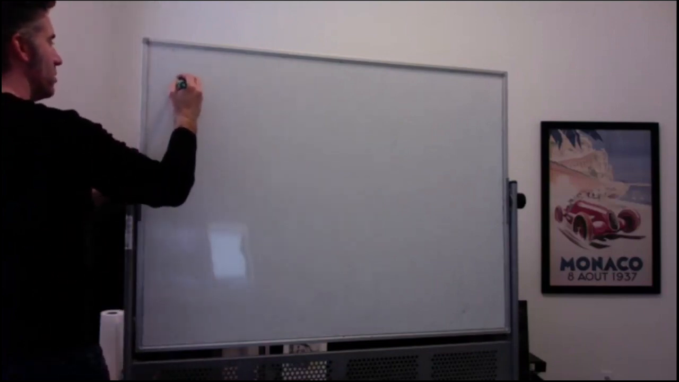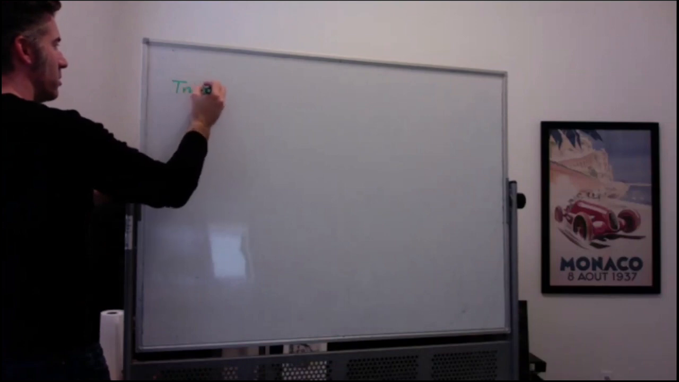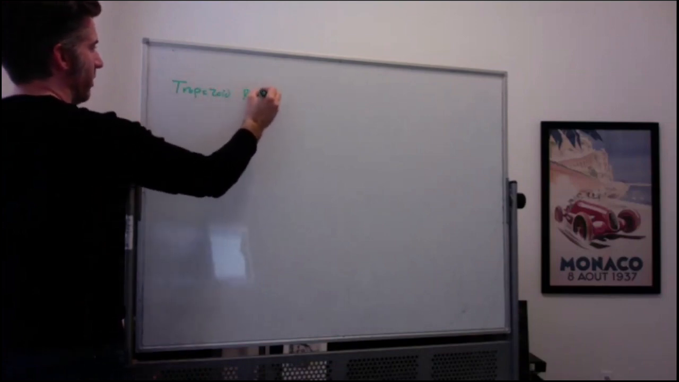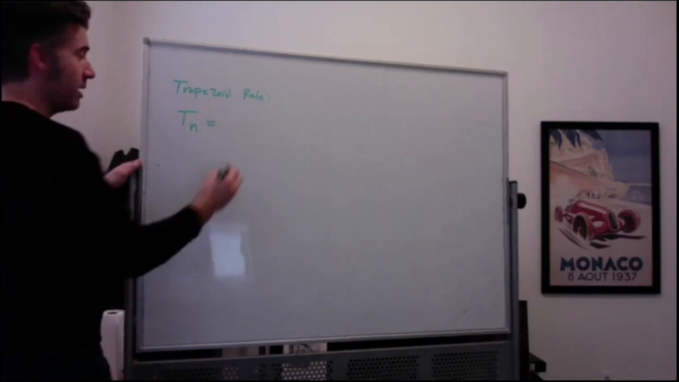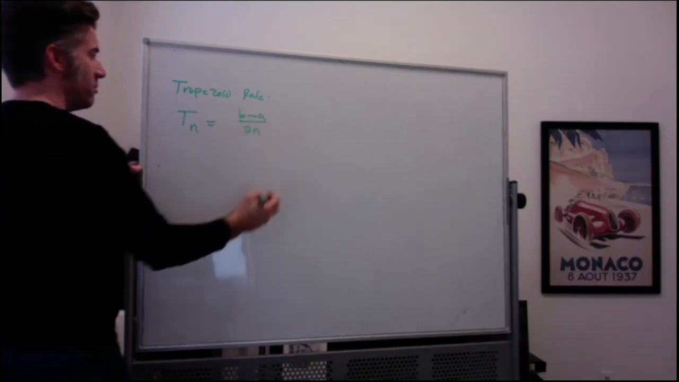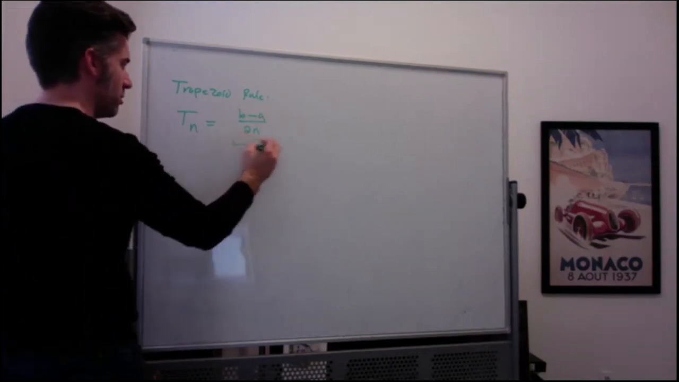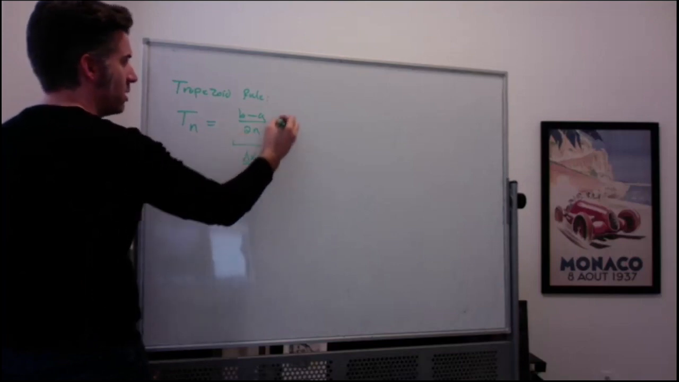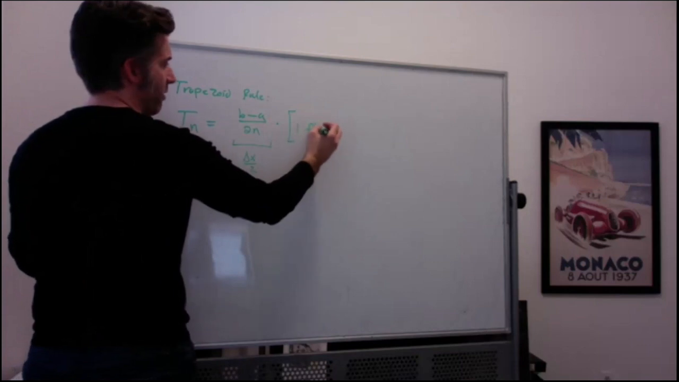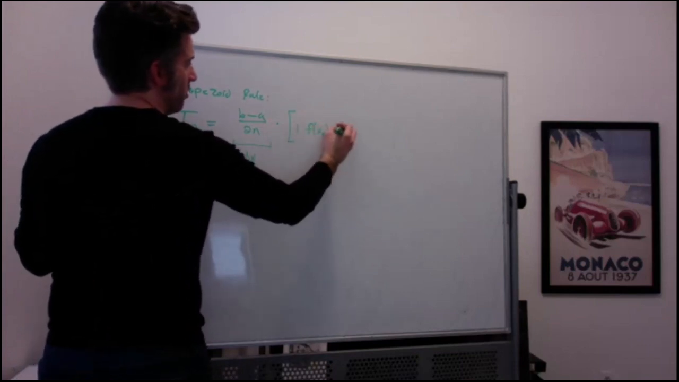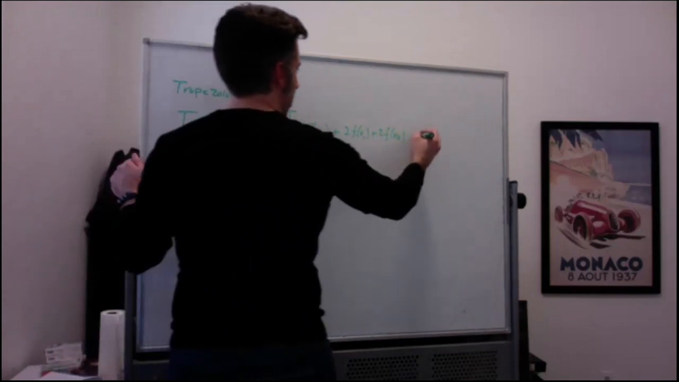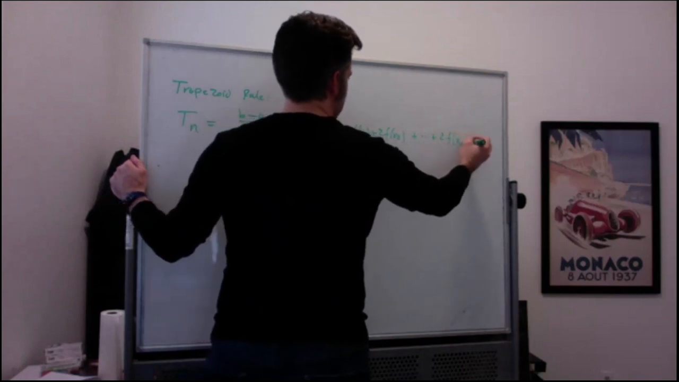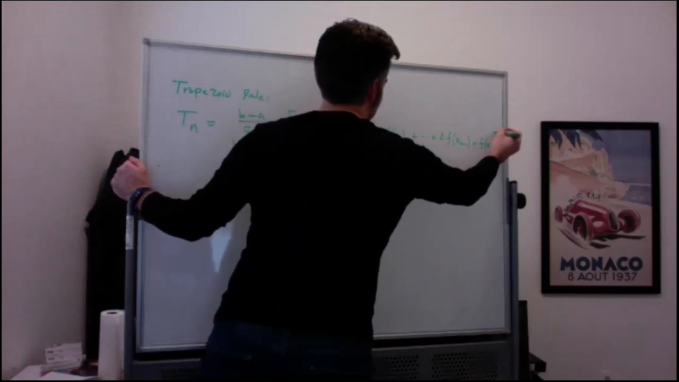So here's how I remember the rules. The trapezoid rule: if I'm trying to estimate the area under a curve using n trapezoids, it's (b minus a) over 2n, or if you prefer, delta x over 2, times 1 times f of x sub 0, plus 2 times f of the next one, plus 2 times f of the next one, all the way to 2 times f of the second to last one plus 1 times f of the last one.